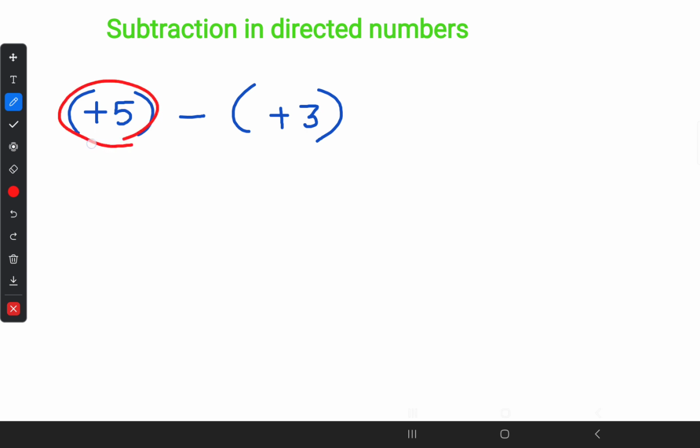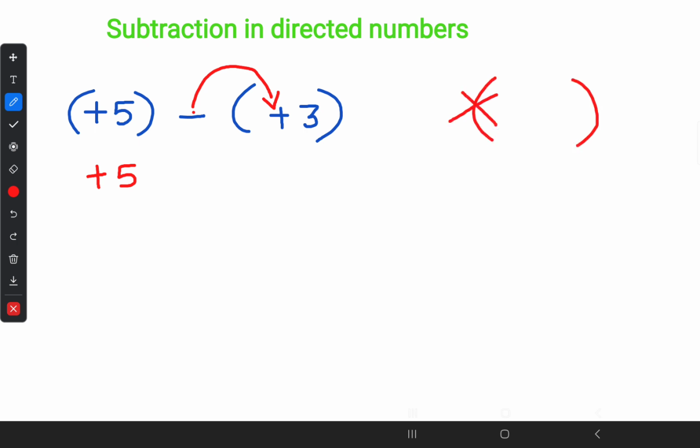So you should keep the first number as it is. Thereafter, here you have a negative. There is a bracket, and inside you have a positive value. That means you should multiply these two directions. Bracket means hidden multiplication. Negative into positive, it would be negative. Then the value is 3. Then 5 and 3.